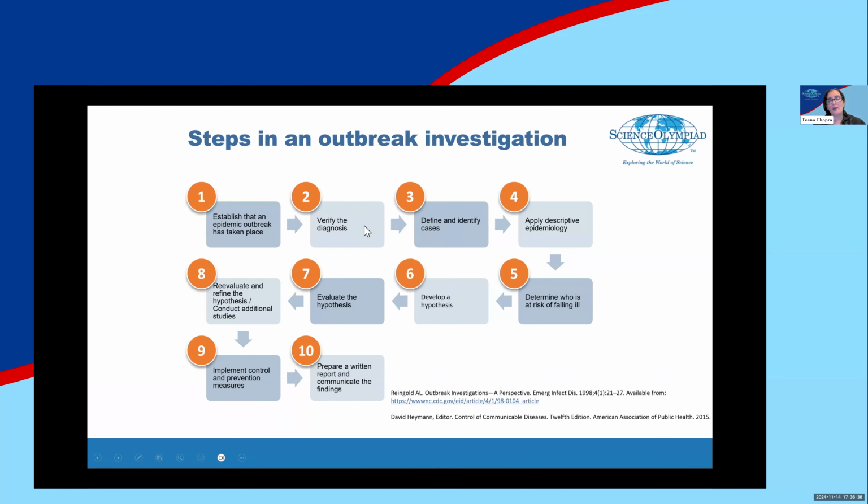You can't jump from verify the diagnosis and then go to infection control. You can't jump from 2 to 9. But as long as you have a basic understanding of the steps, even if you have looked at a different format and looked at 13 or 14 steps, that's fine. But you do have to go through this stepwise process so that you don't miss out on important details of the outbreak.